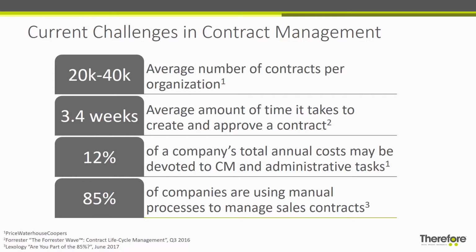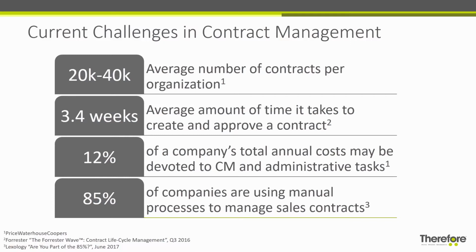According to PricewaterhouseCoopers, organizations deal with between 20 and 40,000 contracts on average. Although these may not all be formal contracts in the traditional sense, it still shows the staggering volume of different types of contracts that organizations are dealing with throughout their years of operation. Forrester's latest research indicated that the average amount of time it takes to create and approve a contract is in the ballpark of 3.4 weeks.